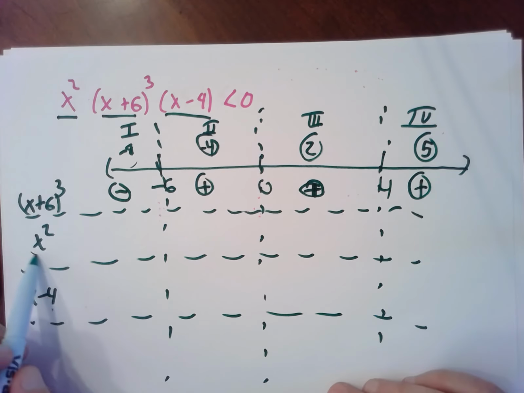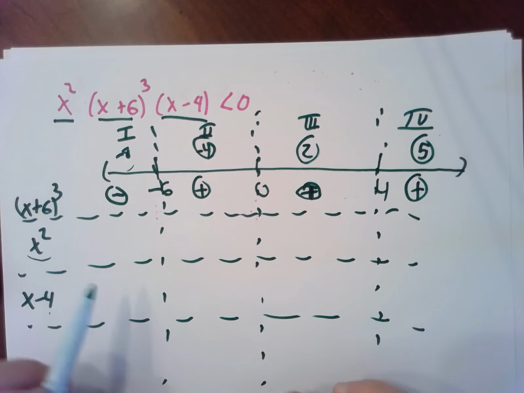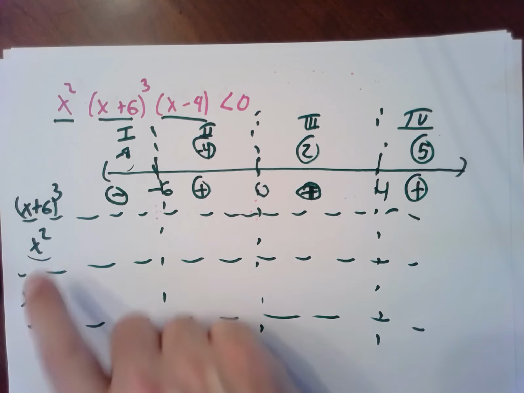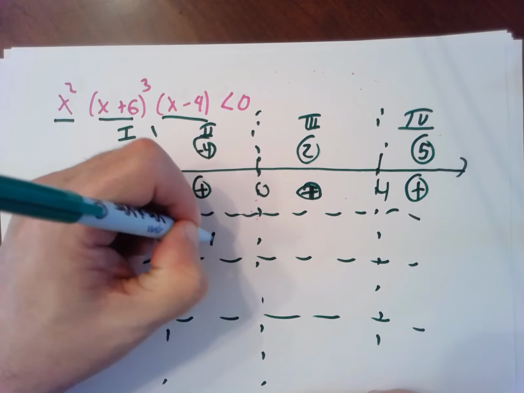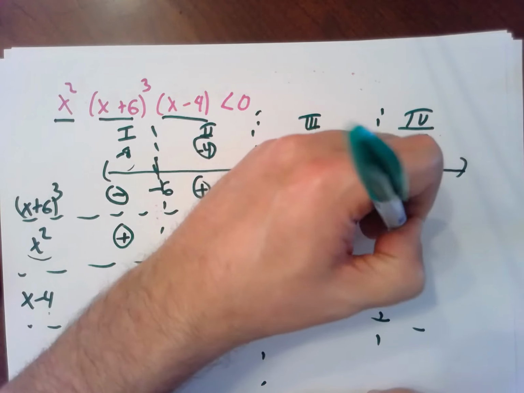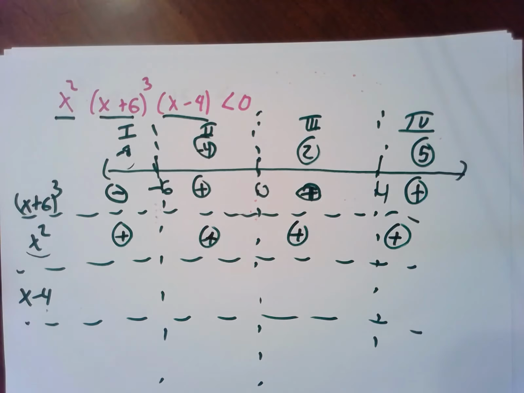Okay, what about x squared? Got to be careful here. When you square a number, it always becomes positive. This one's never going to be negative. I don't even have to do any work. It's always positive. Even if I have a negative x value, when I square it, it's going to become positive. So it's always positive.